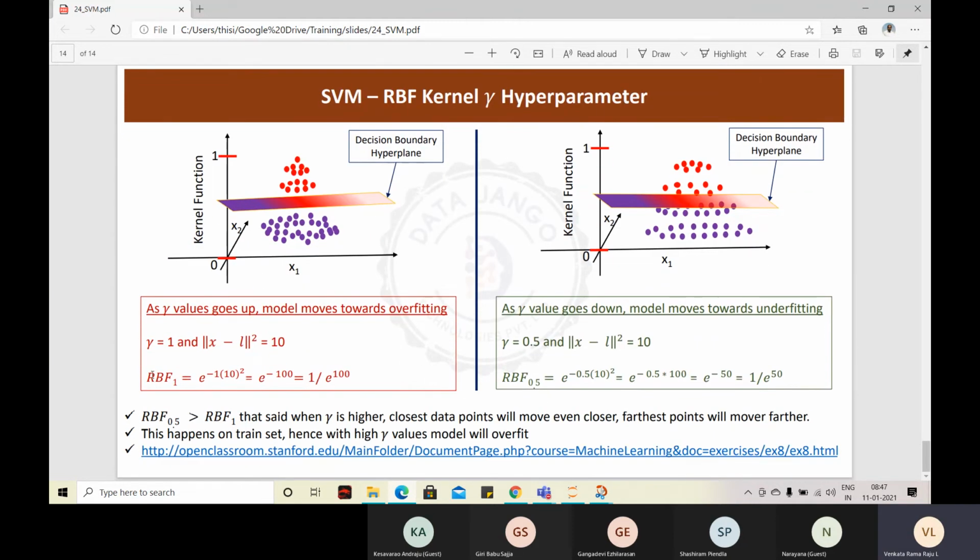So if you take gamma equal to 1, the distance between the same x and the same L is shown as far. Do you agree? When you took gamma equal to 1, it showed it as far when compared to gamma equal to 0.5. When you took gamma equal to 0.5, it showed that the distance between those two data points is close. Do you agree by looking at these two numbers? 1 by e power 100 and 1 by e power 50? Using gamma, you can actually manipulate the distance measure.